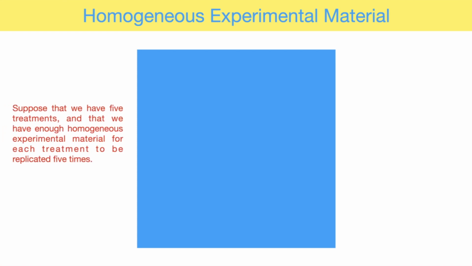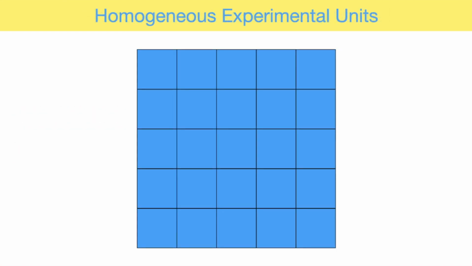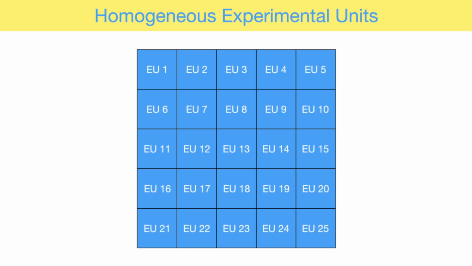Now suppose that we have 5 treatments that we want to incorporate in the experiment, and that we have enough of this homogeneous experimental material for each treatment to be replicated 5 times. So we can partition this experimental material into 25 experimental units, as I've done here, and then we can attach to each experimental unit a label that identifies which unit it is.